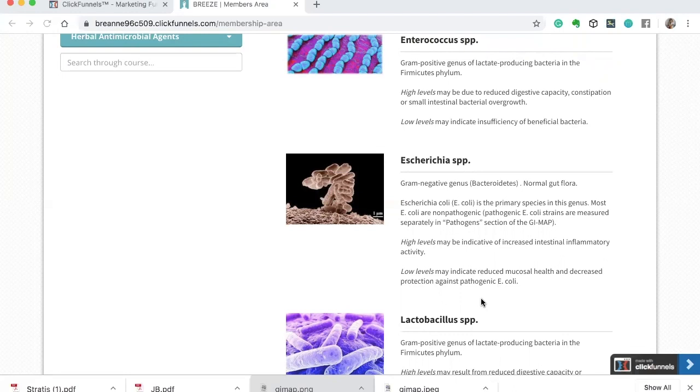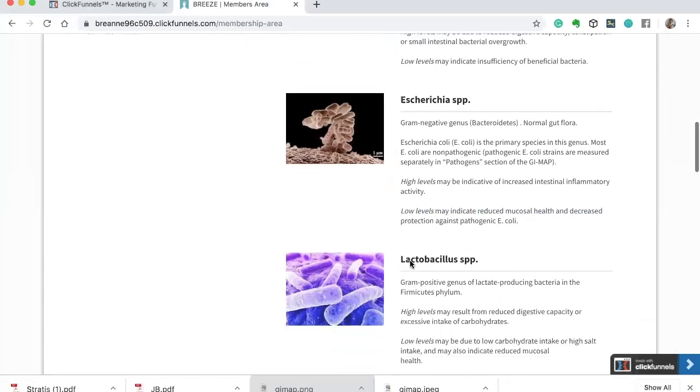High levels may indicate increased intestinal anti-inflammatory activity. So if you have an infection of some sort, what will happen is the Escherichia coli will increase because they're going to outnumber, but they're going to increase that inflammatory response. So if you have high levels of this, it could be a normal physiological reaction to the body trying to protect itself because a pathogen is present. Low levels may indicate reduced mucosal health and decreased protection against the pathogenic E. coli. So something to consider as well.